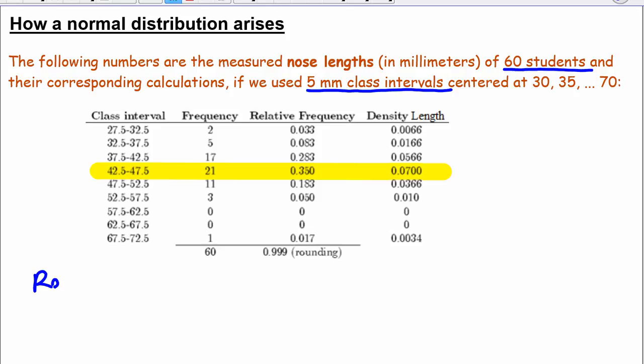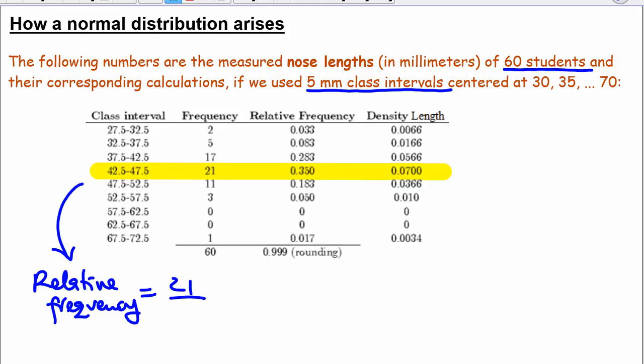Anyway, relative frequency is equal to the frequency of each class. So basically, using the one that I've highlighted here, relative frequency will be the frequency for that particular class, which is 21, over total frequency, which will be 60 in this case. And if you divide that, you'll get 0.35. And then density length. So density length, I'll use a different color here.